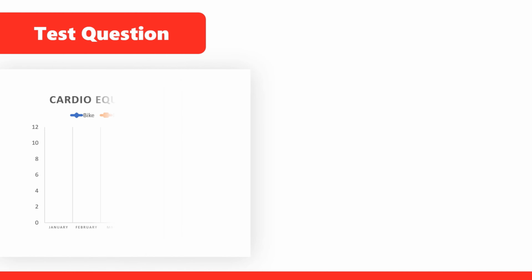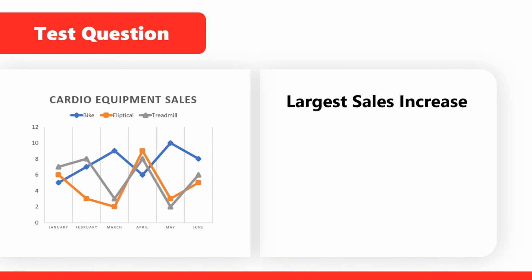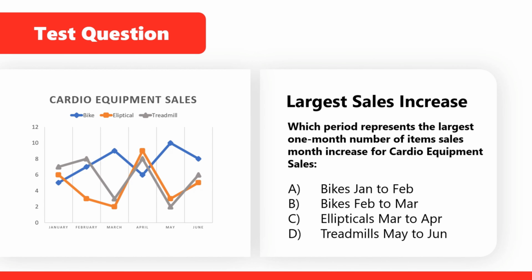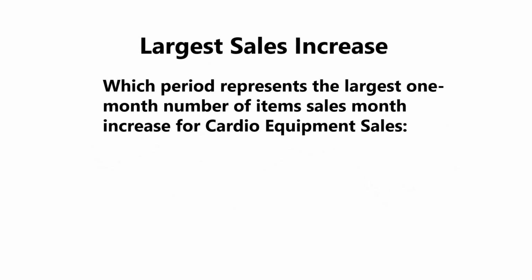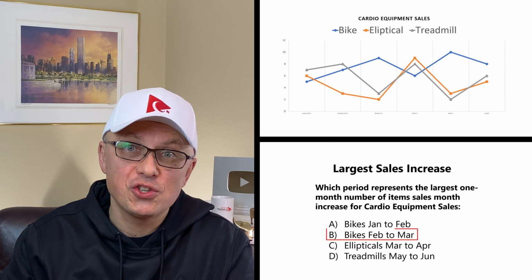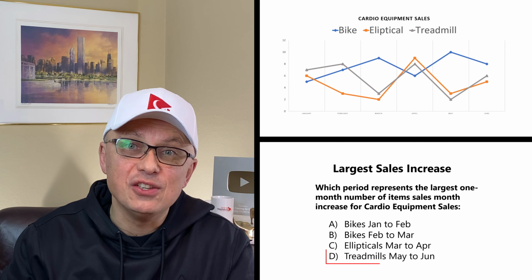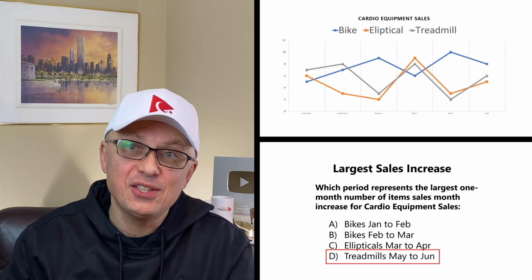The question asks you to determine the largest sales increase. Specifically, you need to determine which period represents the largest one month increase in the number of items sold for cardio equipment. You have 4 different choices. Choice A, bikes from January to February. Choice B, bikes from February to March. Choice C, ellipticals, March to April. And choice D, treadmill, May to June.